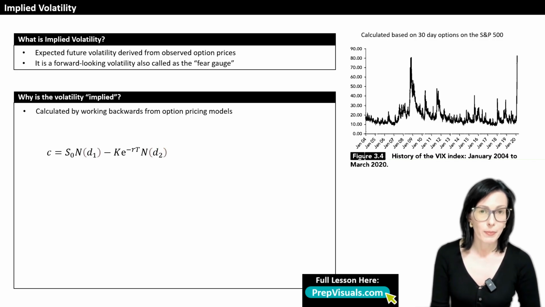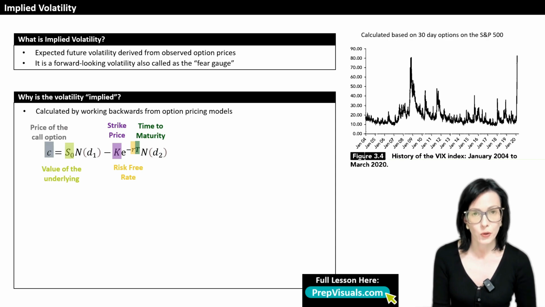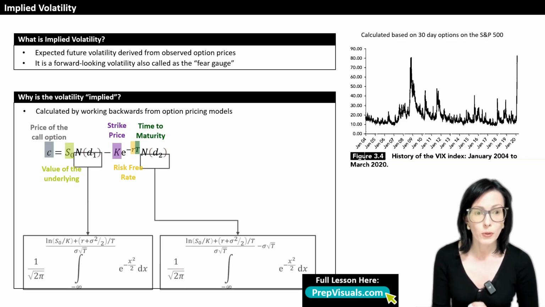In order for you to have a better understanding, let's have a closer look at the components of this formula. As we all know, the letter C stands for the option price, S0 stands for the value of the underlying, the letter K stands for the strike price, the letter R stands for the risk-free rate, and T stands for the maturity. At this point, you may reasonably ask, okay, but I understood that we calculate volatility from this formula and I don't see it. Where is the implied volatility? The volatility that we want to calculate from this formula is defined in these components over here.